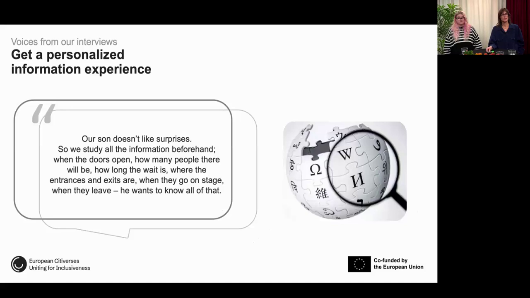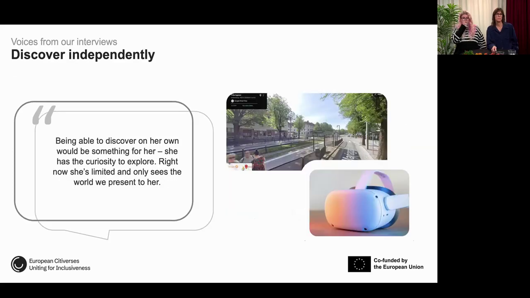Another possibility is about personalized information. Our son doesn't like surprises. So we study all the information beforehand. When the doors open, how many people will there be, how long the wait is, where the entrances and exits are, when they go on stage, when they leave. He wants to know all of that. Information that typically isn't provided on a web page today.